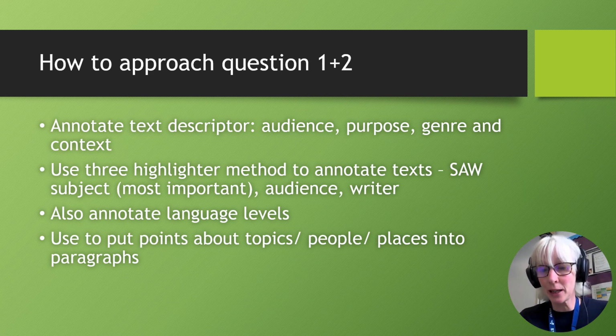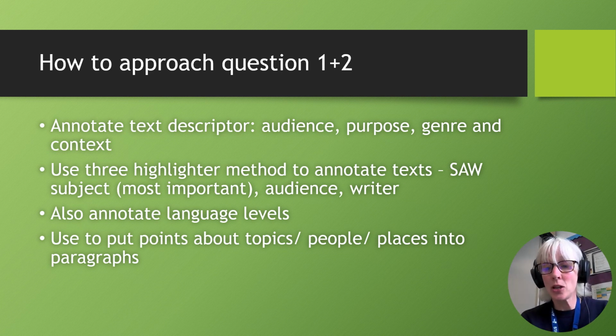The 3 highlighter method: subject, audience, and writer. But please remember that the subject is the most important and you really have to focus on that and save the audience and the writer for 1 or 2 points, okay? You may at this point also want to annotate a few language levels as you spot them. I know it's not a lot of time to do really detailed annotation, but as you're reading through, you may just want to do that.